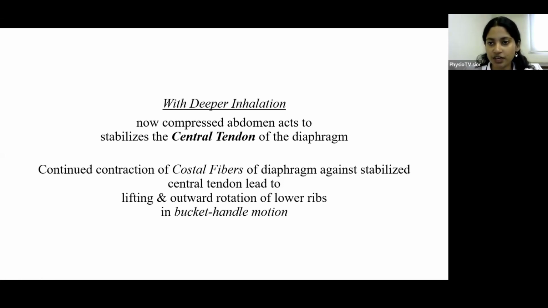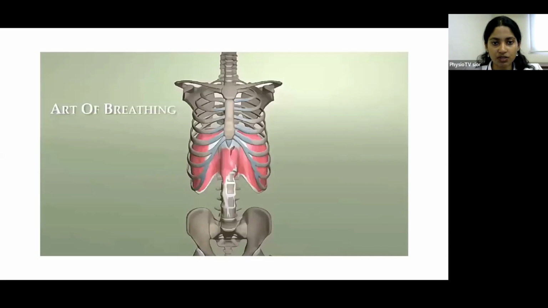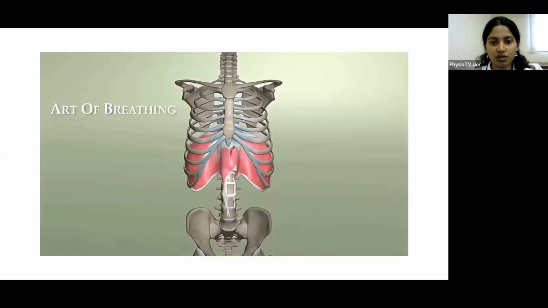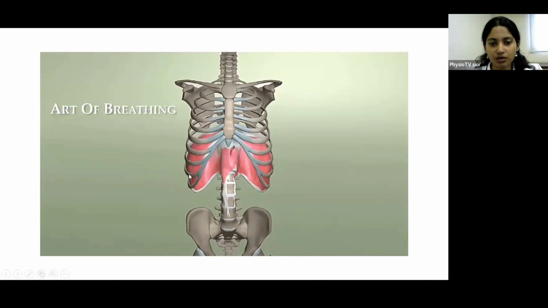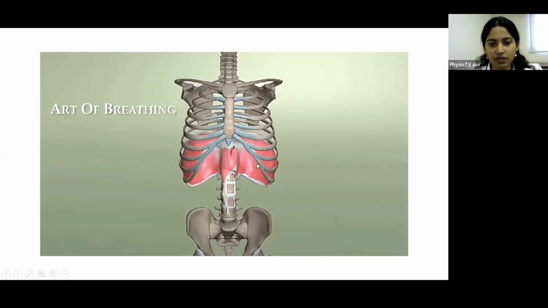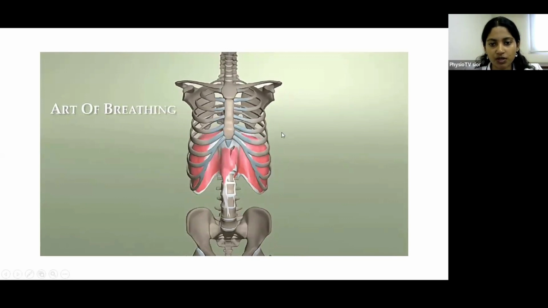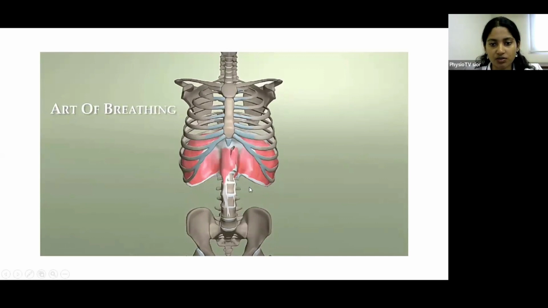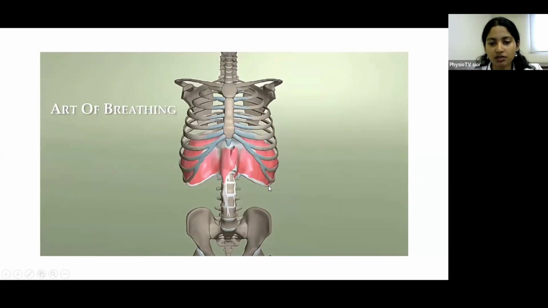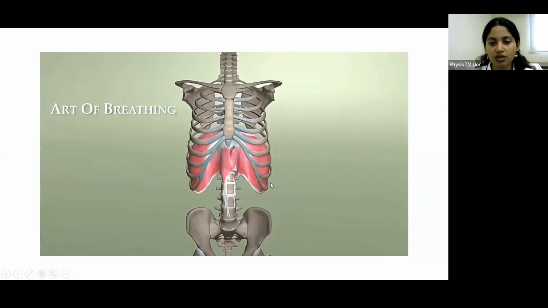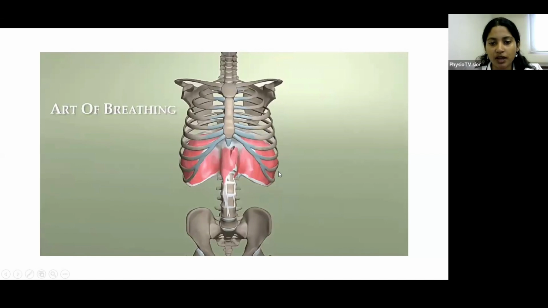This lifting and outward rotation of the lower ribs leads to the bucket handle motion that we see in the ribs. So let's have a look at a video showing the same. Here you can see that the diaphragm has descended, but at the end of the inspiration, even the ribs are being pulled out in the bucket handle fashion. So it is these fibers which are pulling the lower ribs outwards and upwards to make more space for inspiration.